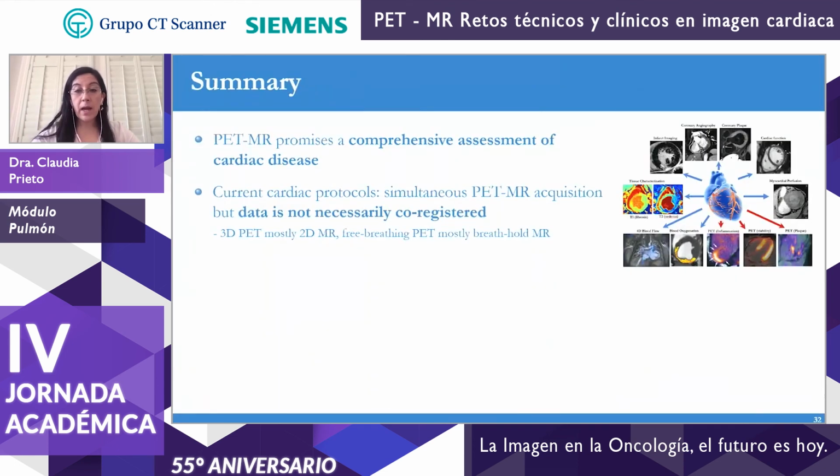So in summary, I hope I was able to show you that PET-MR promises a comprehensive assessment of cardiac disease. However, although in most current cardiac protocols, PET-MR data acquisition is performed simultaneously, data is not necessarily co-registered, mainly due to the differences between 3D versus 2D acquisitions and the fact that some acquisitions are performed under free breathing and other ones under breath hold.